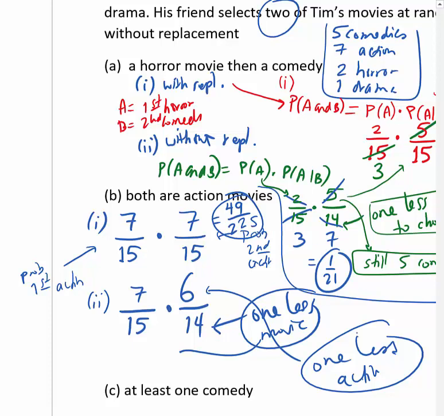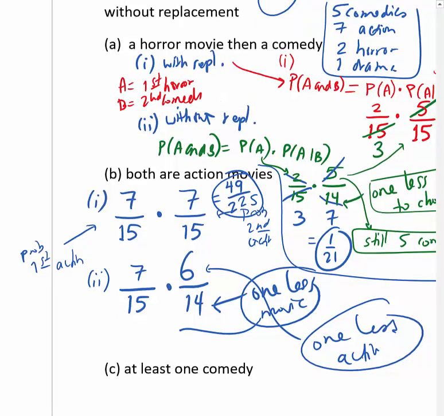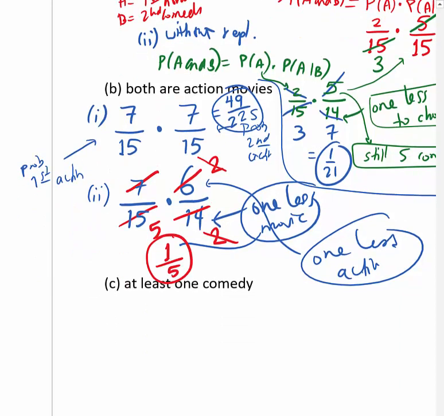Okay, and let's see. I think we can reduce a little bit at least. Alright, we can do some reducing. See, the 7 can go into the 14 twice. And I know 6 and 15 reduce by 3. 3 can go into 6 twice. 3 can go into 15 5 times. And then also the 2's can cancel vertically there. So you're actually only left with 1 on the top and 5 on the bottom. 1 out of 5 probability.